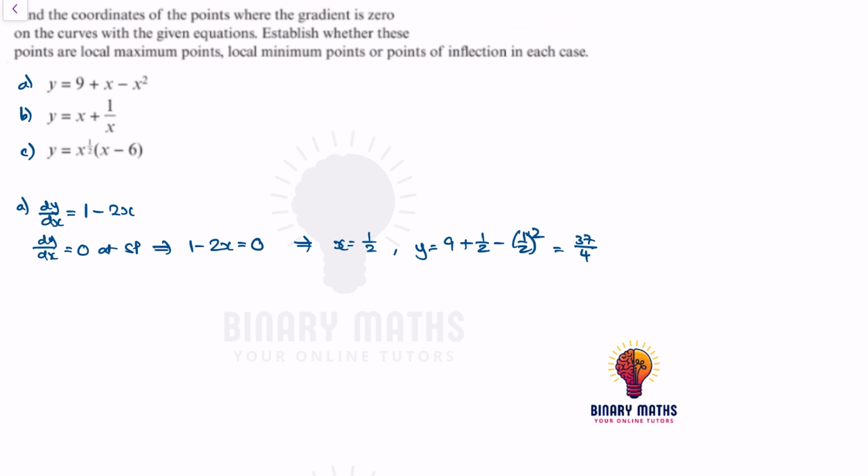Okay. Now if I work out the second derivative, it's equal to minus 2. When you differentiate, you will get minus 2, which is always less than 0. Therefore, the stationary point we got, which is x equals a half and y is equal to 37 over 4, is a maximum point. So that's A.